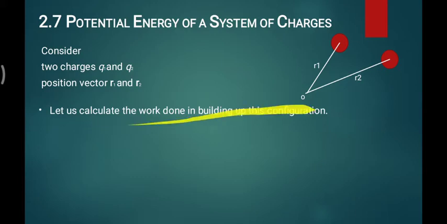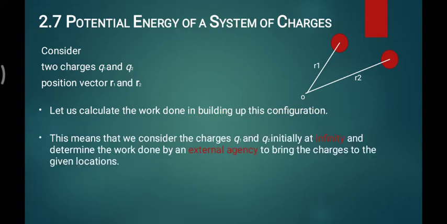This will be more understandable in the next slide. We consider charges q1 and q2 initially at infinite distance, and we determine the work done by the external agency, how much work you need to do on the system of q1 and q2 to bring the charges to the given locations r1 and r2. How much work has to be done to bring them to r1 and r2, first of all we have to find.